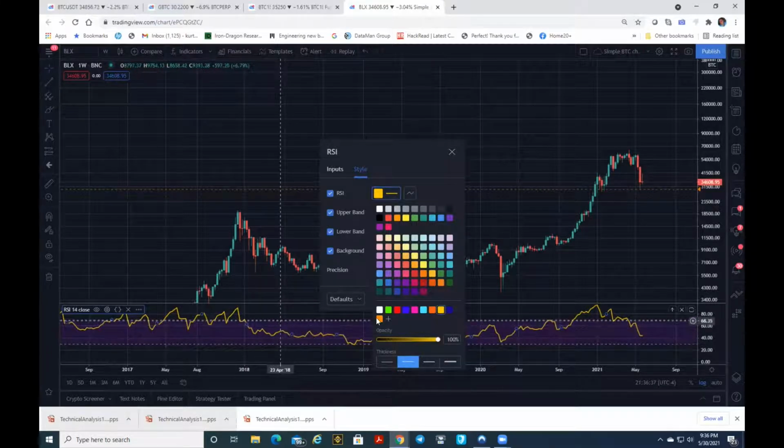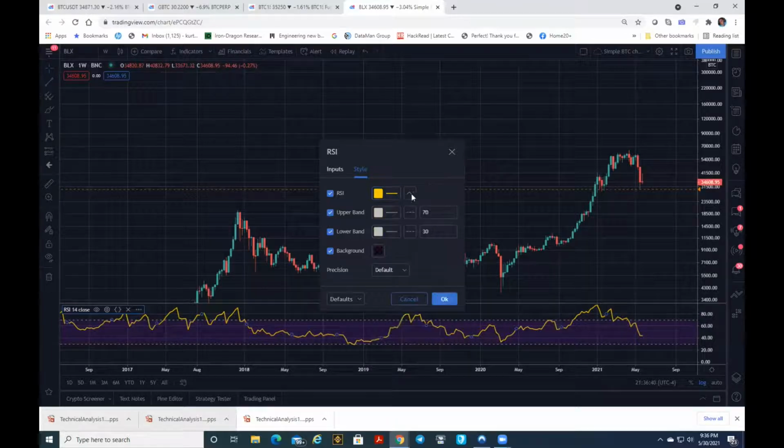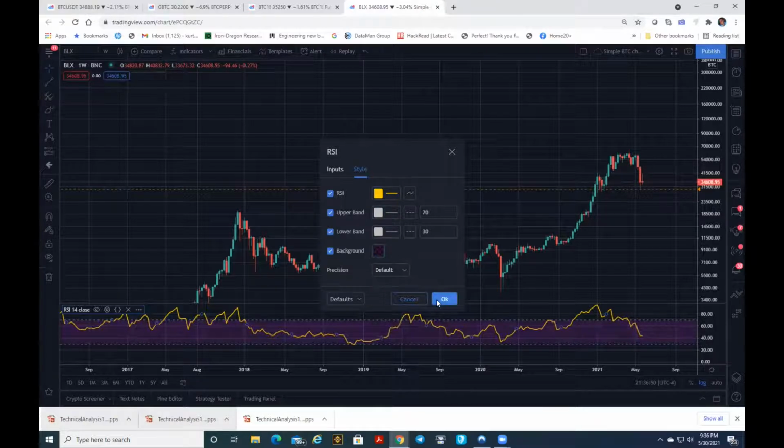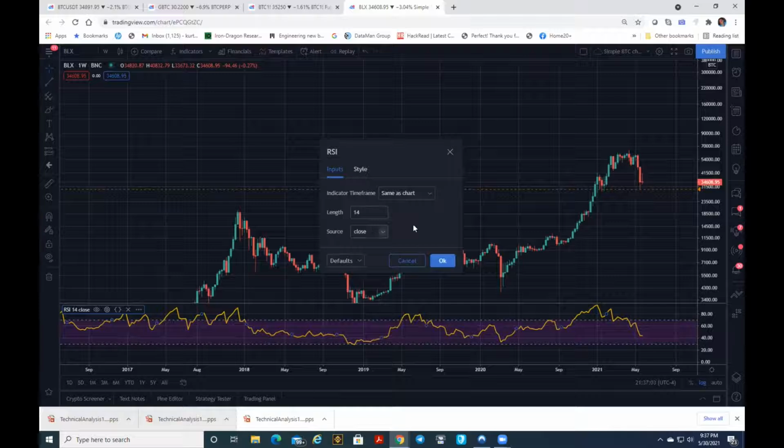This is one of the things you want to look at a lot. So put it on there, make it look pretty, however you want it. And do whatever colors you want. So you want to keep the upper band at 70, lower band at 30. I'll explain that here in a moment. Don't worry about the precision on that. We're not going to get into that, and you will rarely use it unless you become a master of trading.